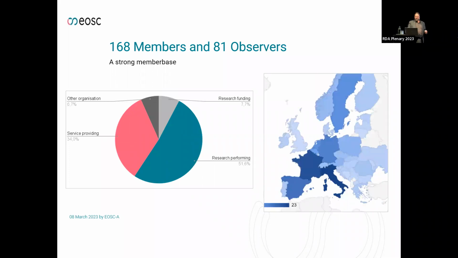So today, the EOSC Association is the voice of the community towards building EOSC, and we have about 168 members now and 81 observers. More than 50% are research performing organizations, and then we have service providers, funders, and other organizations. But we are growing stronger and stronger in Europe to make the voice of the researchers heard in how to build EOSC.